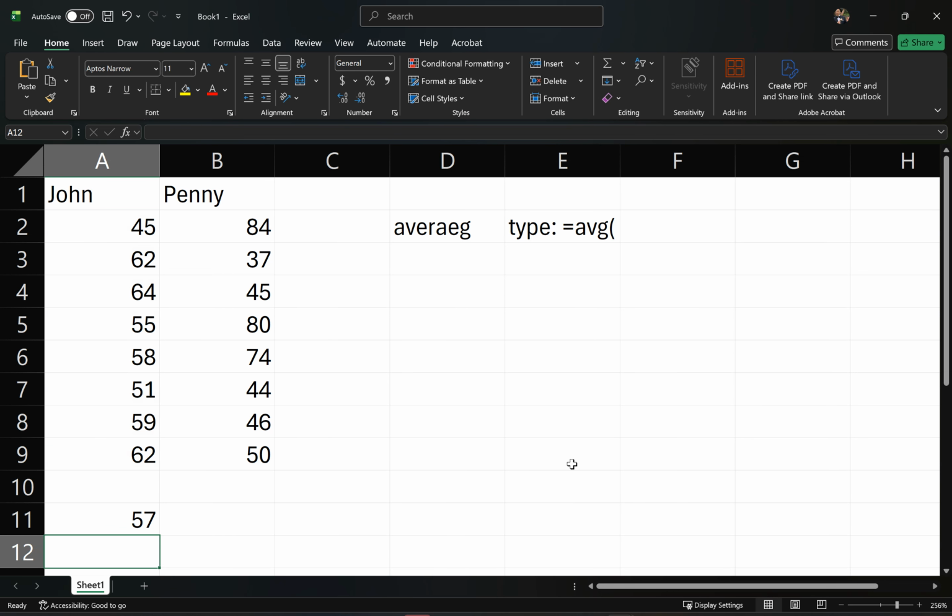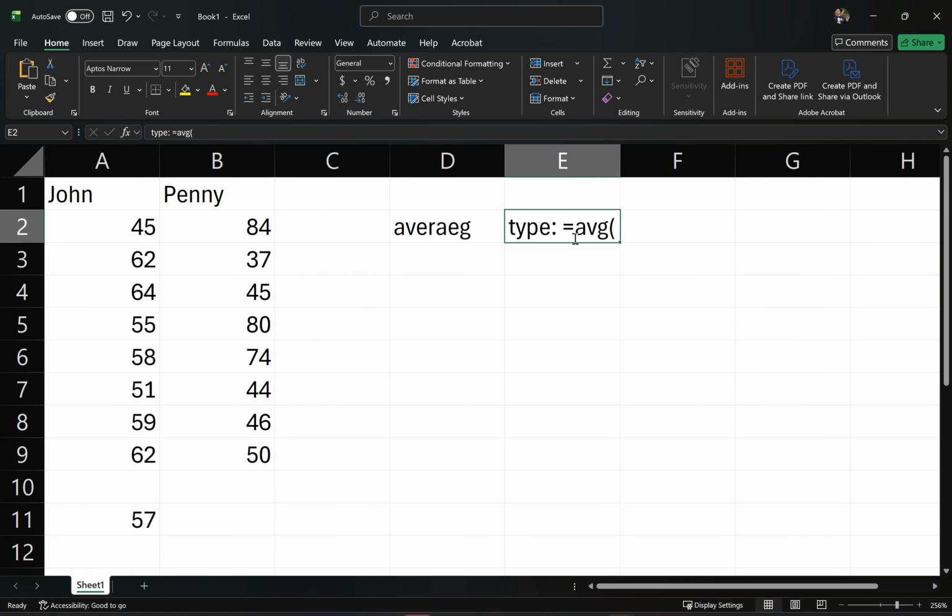It's a lot quicker than doing it on your calculator, where you do 45 plus 62 plus 64 plus 55, and you add all the 8 numbers together and divide it by 8. It's much quicker to do it here. So type in average, open brackets, highlight the cell, and then close brackets. Okay, I'll do it again just so you can see.